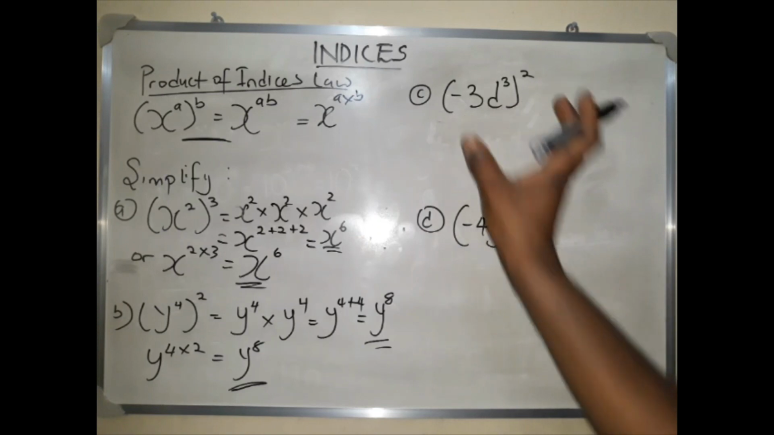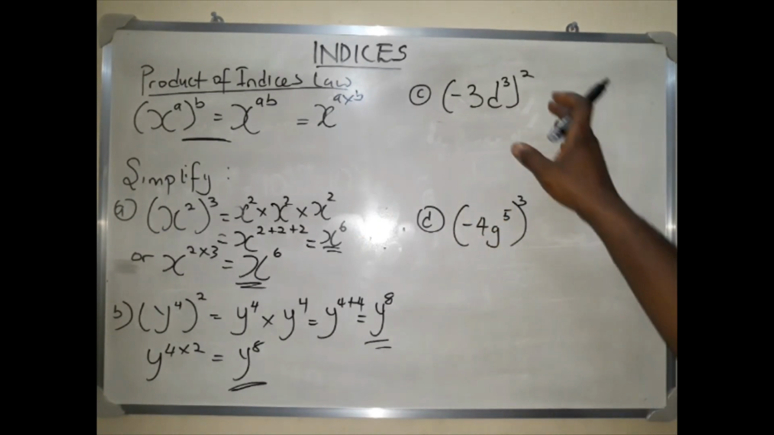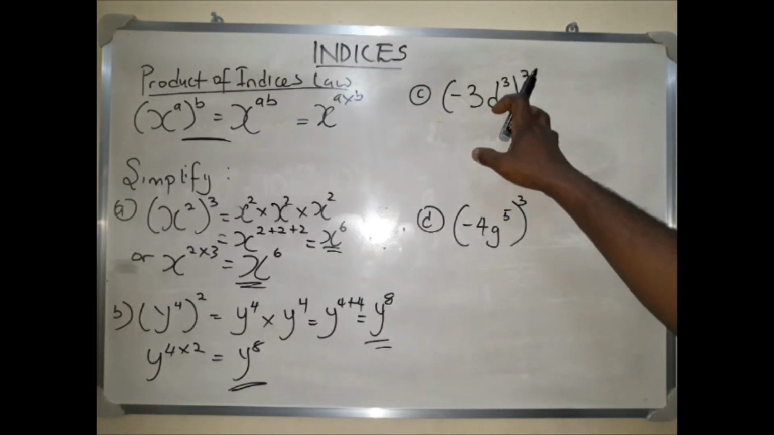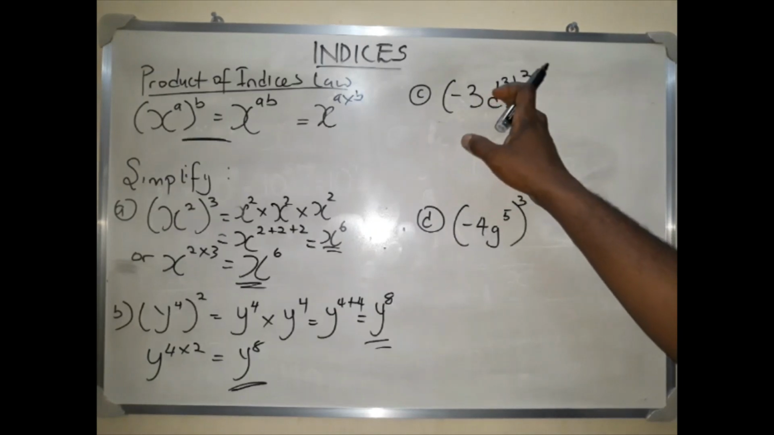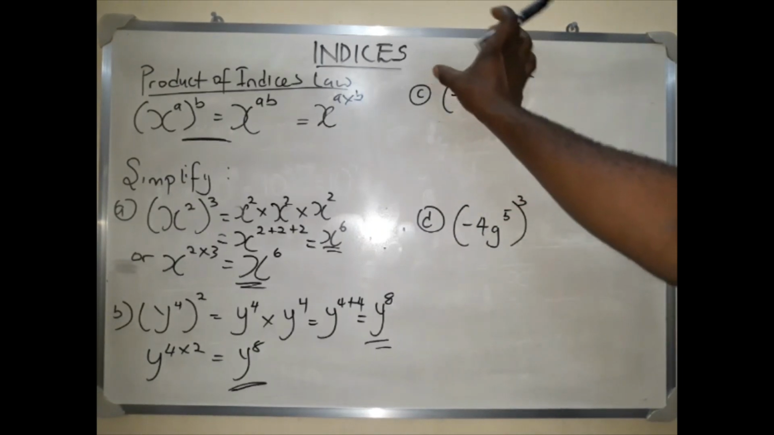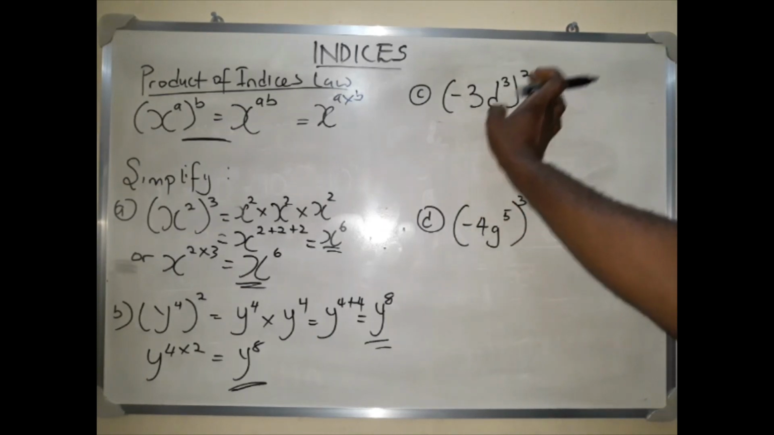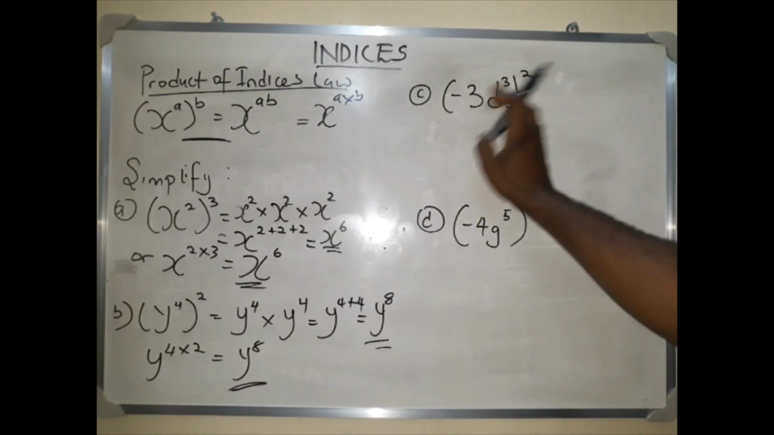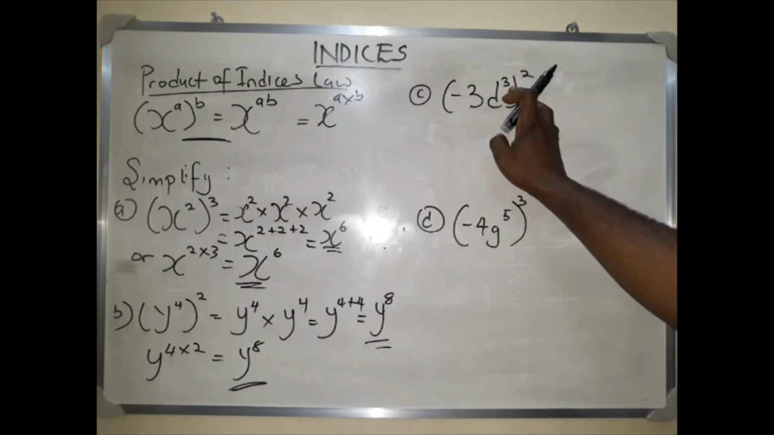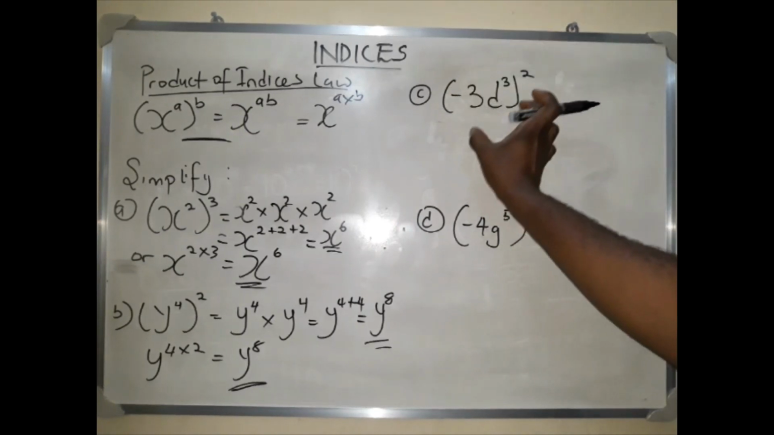We're supposed to simplify this. So now you can see that we don't just have one kind of term. We have two different terms here. And you can see that we're asked to raise it to the power of 2: minus 3d raised to power 3 in bracket, everything raised to power 2.